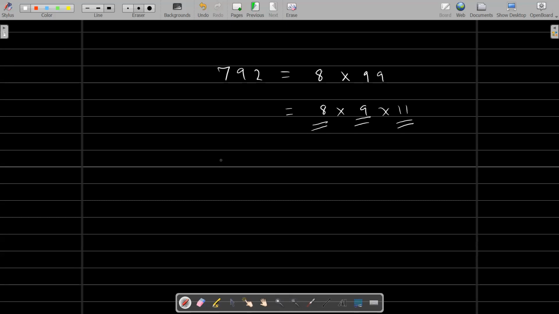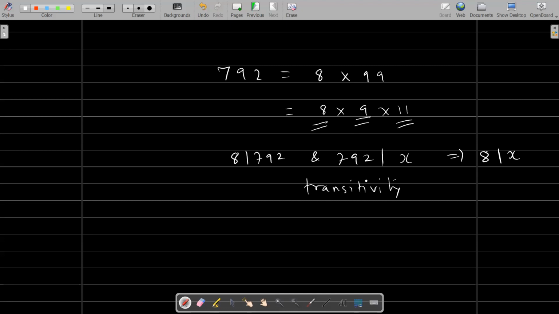Now the product is 8 into 9 into 11. Essentially, 8 divides 792 and 792 divides that 10-digit number, which I may call X. This means 8 divides X. All of you agree? Such a property is called transitivity. In general, it's not always true.